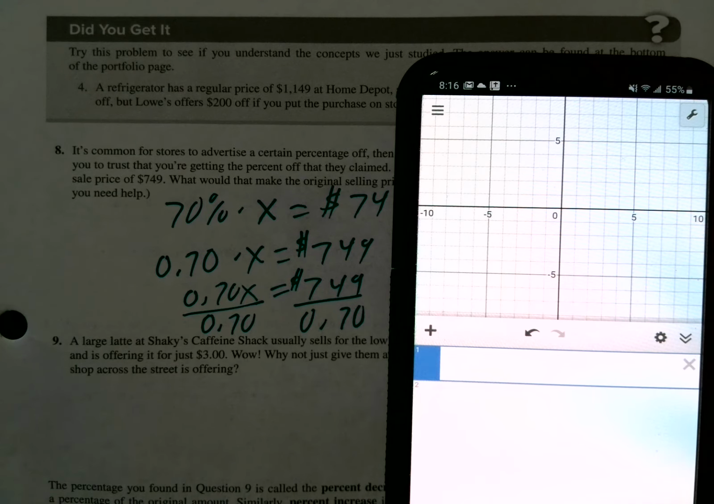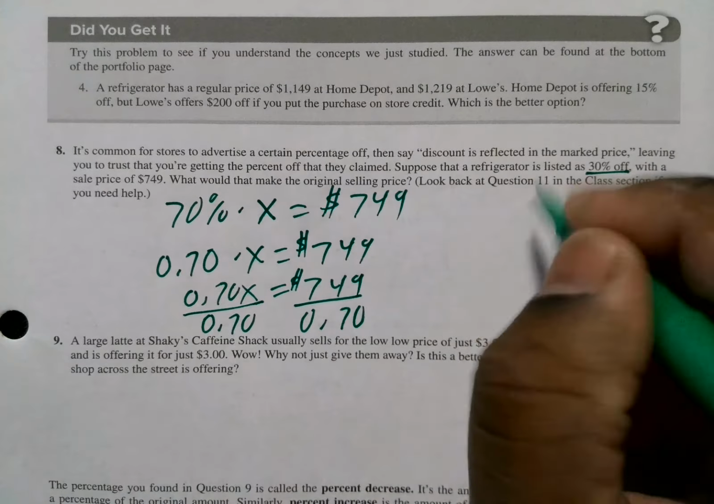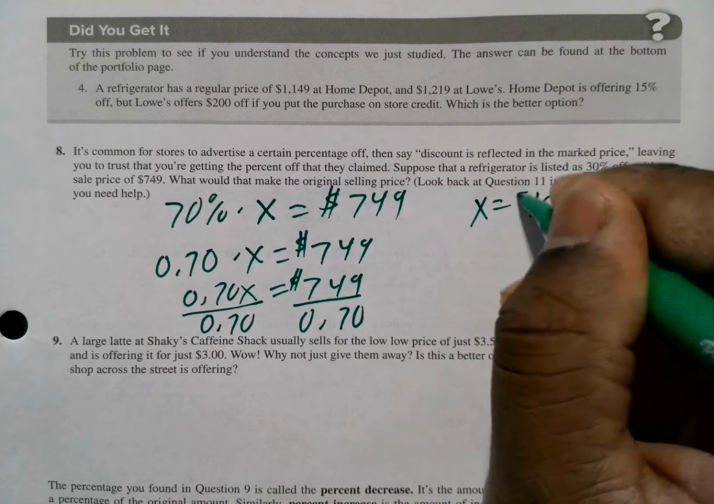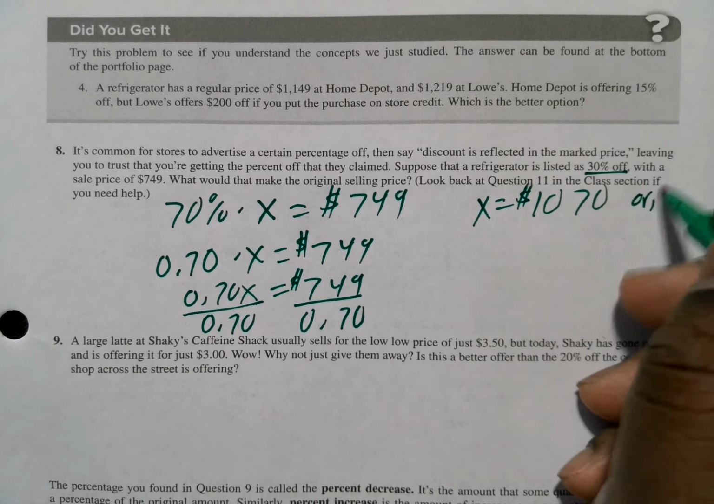so we have 749 divided by 0.7. And that would give us 1,070. So X would equal $1,070. And that is the original price.